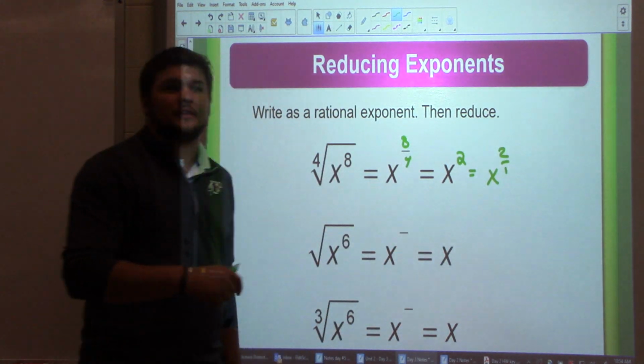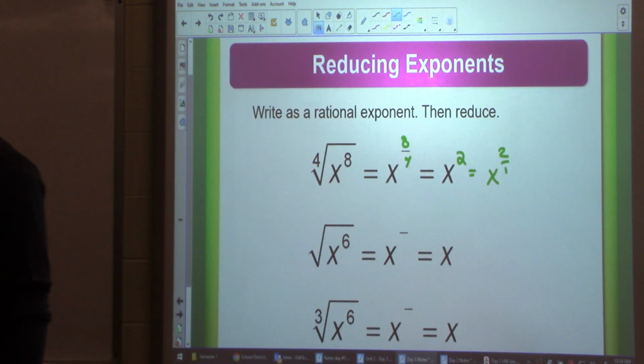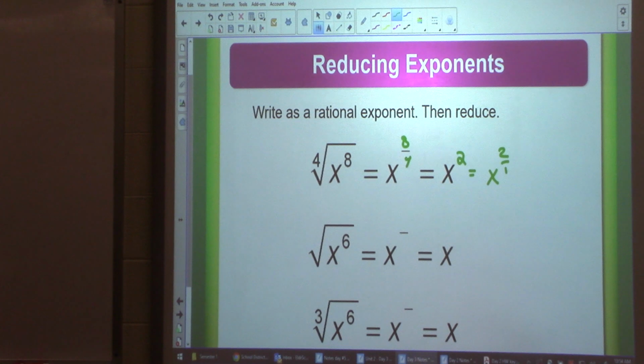Or if you want, write it as 2 over 1. That's fine with me. I don't care. 2 over 1 is fine with me. It's the same thing as x squared.